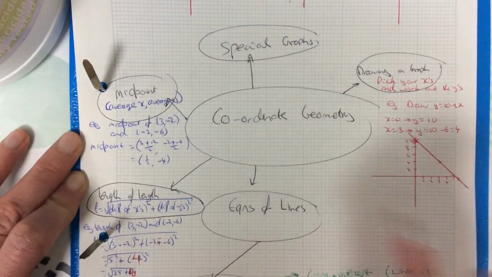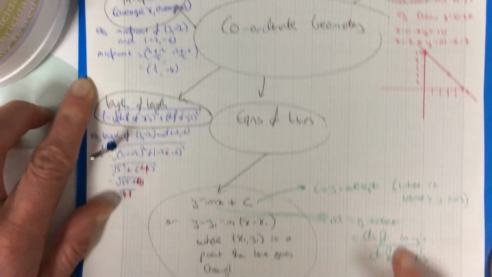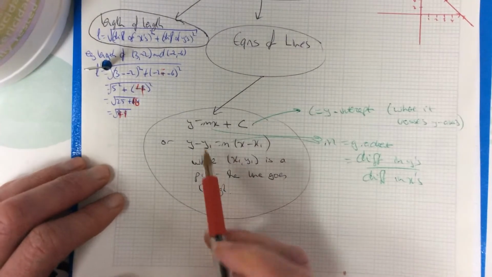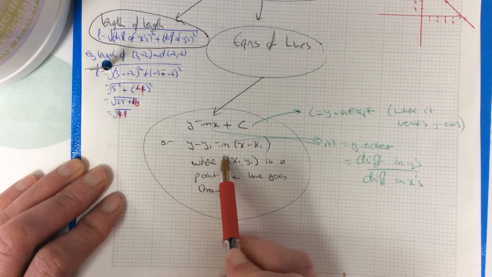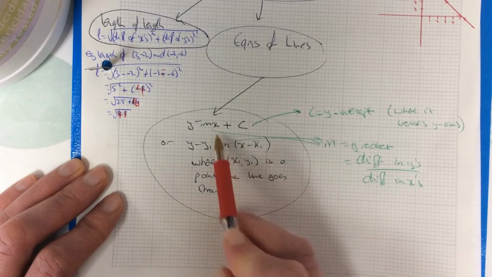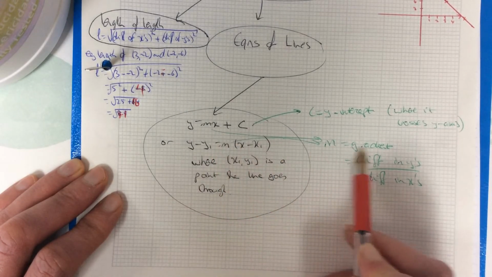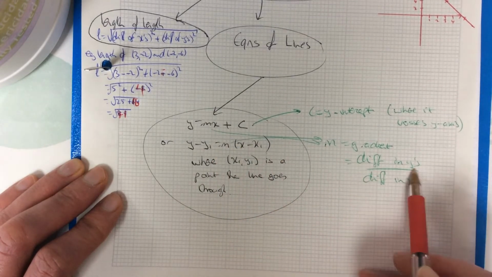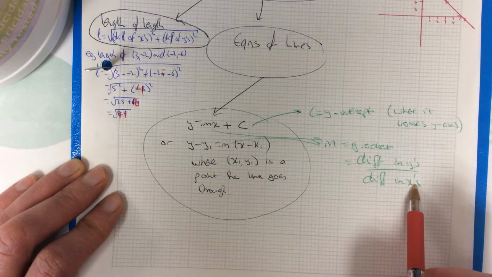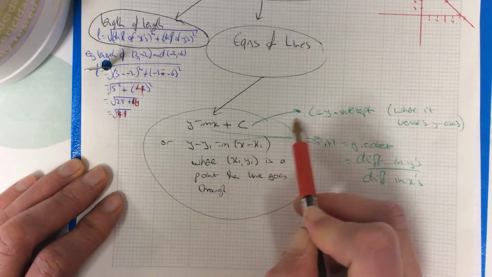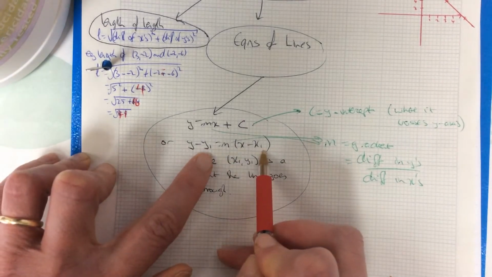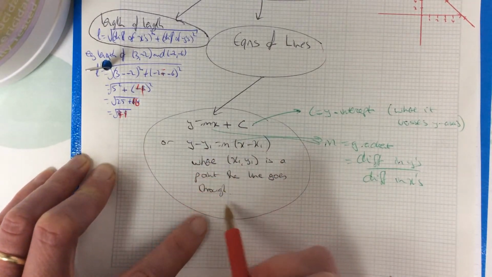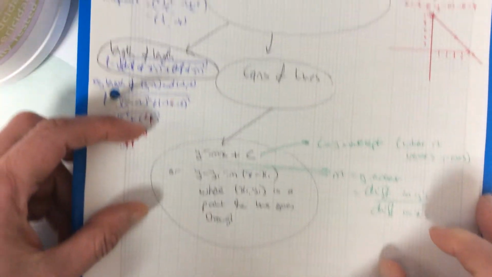Okay, so midpoint, length of line. Then you have equations of the lines. There are two. y equals mx plus c, or y minus y1 equals m(x minus x1). m is always the gradient. That's the steepness. It's the difference in the y's divided by the difference in the x's. c is the y-intercept where it crosses the y-axis. And you see this x1, y1. That's just a point that the line goes through.